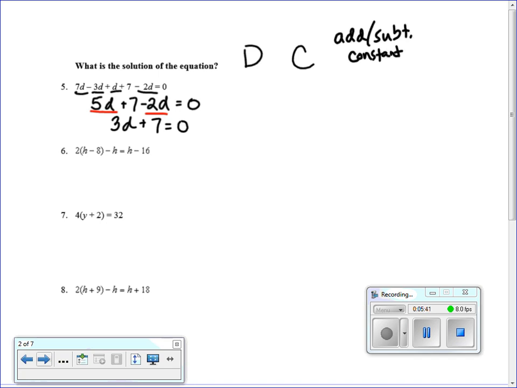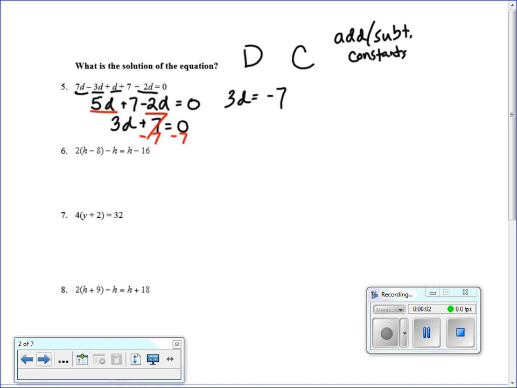Okay, constants are just the numbers, so the numbers that are not attached to the variable. They're not being multiplied or divided by the variable. So we have a constant of 7. To get rid of plus 7, we do the inverse operation, which would be to subtract 7 from both sides. The 7 would cancel out there, and we're left with 3d equals negative 7.